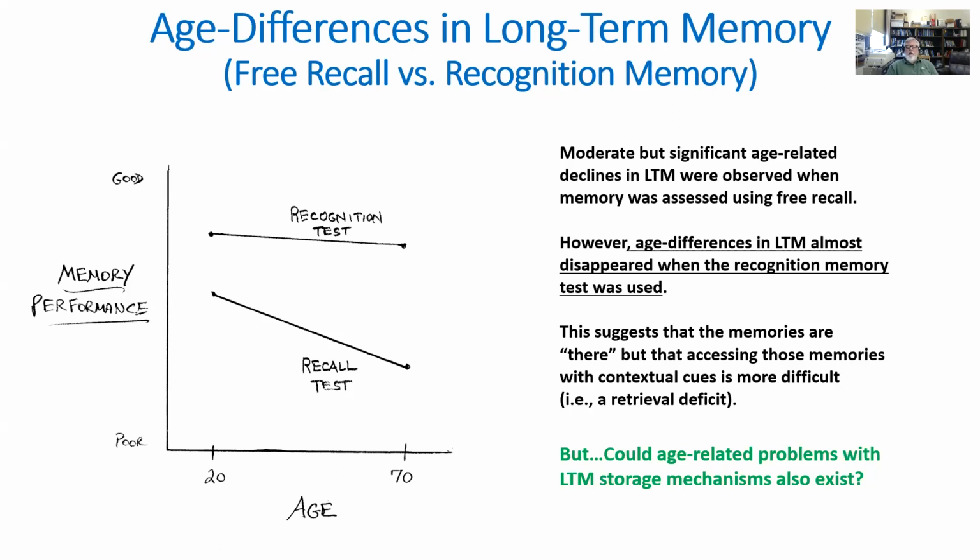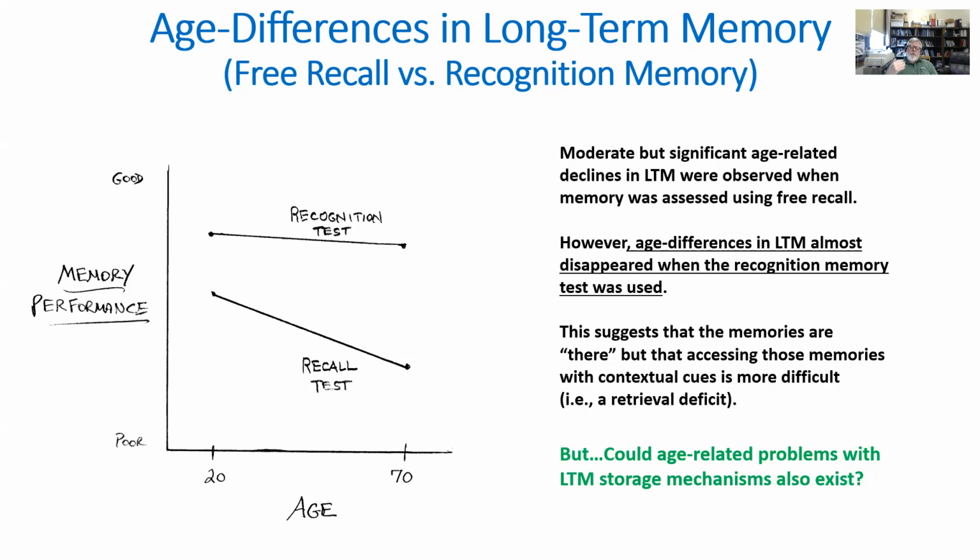Let's begin by looking at this bottom function that shows their two age groups, their healthy 20-year-olds and healthy 70-year-olds, and their memory performance when they were given a list of words to remember and tested using free recall at a subsequent time. And what is free recall? Let's suppose I give you 16 words to remember.